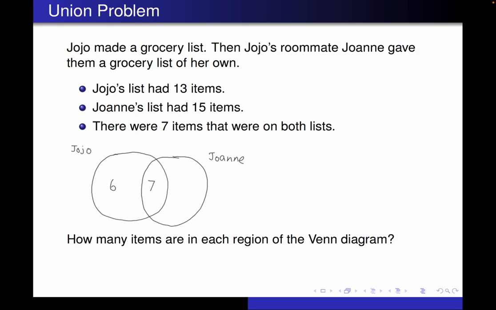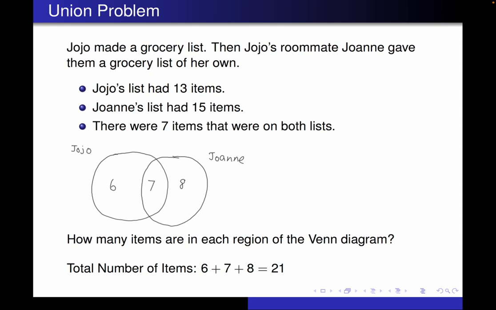And we can do the same thing with Joanne's list. We have 7 of her items accounted for as well. She has 15 items altogether, which means that the items that are on Joanne's list, but not on JoJo's list, that's 8 items. So now we have all 3 of the regions figured out. And to figure out how many there are altogether, we can just add those things up. 6 plus 7 plus 8 gives us 21. So that's one way of solving the problem.